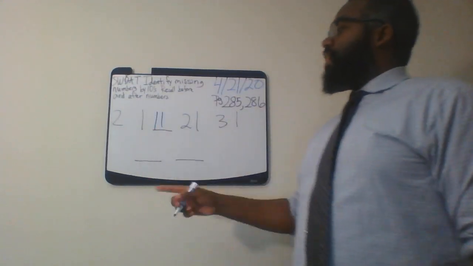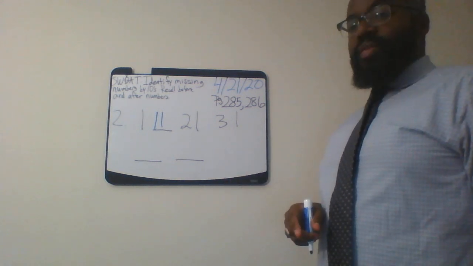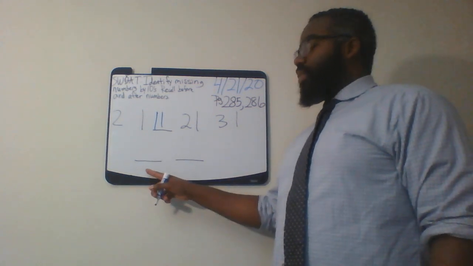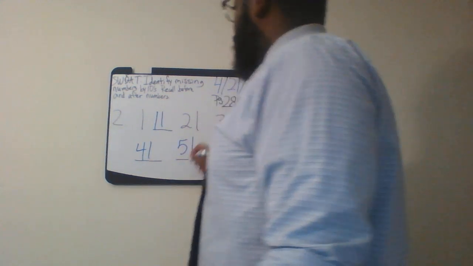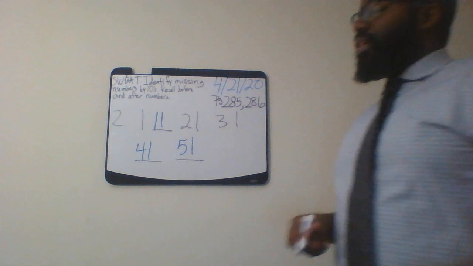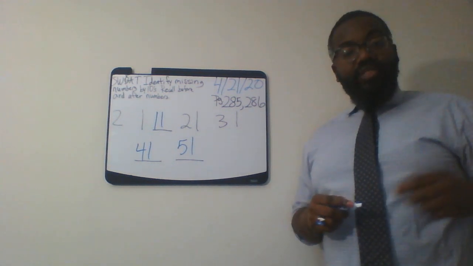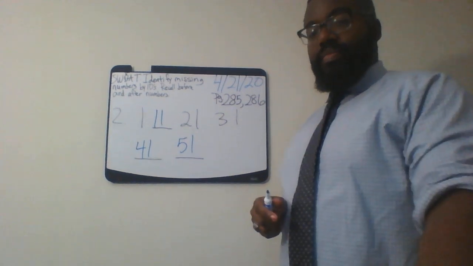So we have 1, 11, 21, 31. What's next in the sequence? What's after 31? 41. And lastly, 51. So we had 1, 11, 21, 31, 41, 51. And so I'll stop right there, and you have to finish the rest. So notice, you're just counting by tens.